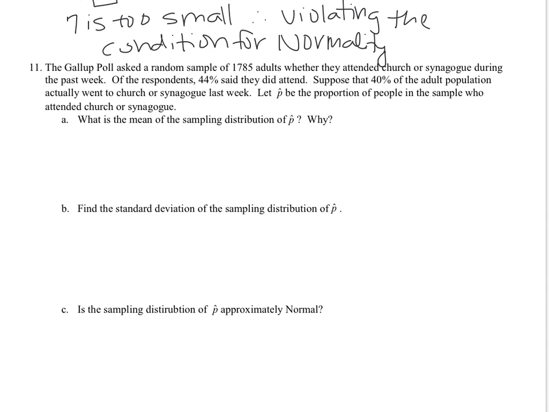The Gallup poll asked a random sample of 1,785 adults whether they attended church or synagogue during the past week. Of the respondents, 44% said they did attend. Suppose that 40% of the adult population actually went to church or synagogue last week. Let P hat be the proportion of people in the sample who attended church or synagogue. What is the mean of the sampling distribution of P hat?